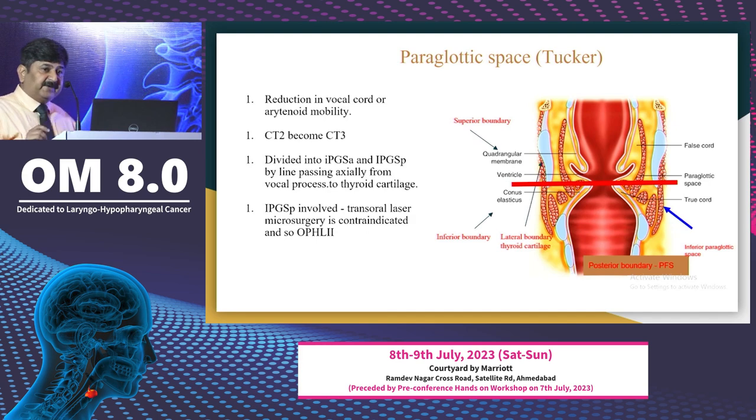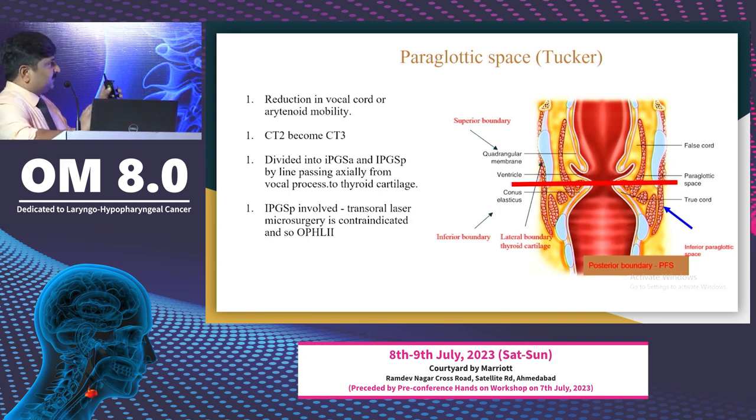Now, again this inferior paraglottic space is divided into two in the sagittal plane by a line passing through the anterior process of the arytenoid. So we have inferior paraglottic space anterior and inferior paraglottic space posterior. Whenever disease involves the inferior paraglottic space posterior, transoral laser microsurgeries are contraindicated. In those cases, you will have to do open horizontal partial laryngectomy type 2 or type 3. So this part is very important.